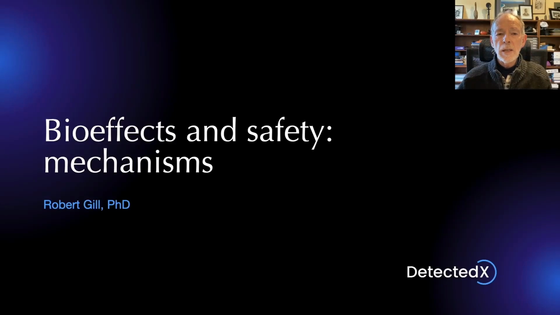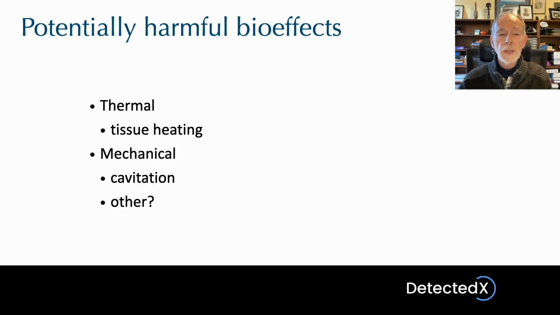Now we'll look at the actual mechanisms of bioeffects, so the different ways in which ultrasound can affect tissues. Potentially harmful bioeffects are categorized into two major categories. The first of these is thermal, which of course refers to heating of the tissue. This is sufficiently well understood and sufficiently important that it is a category of its own. And then everything else is gathered under a second heading and referred to as mechanical bioeffects. The most important mechanical bioeffect, which I'll describe shortly, is cavitation.